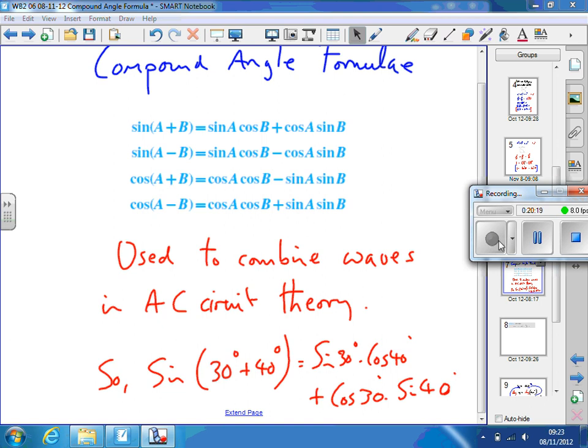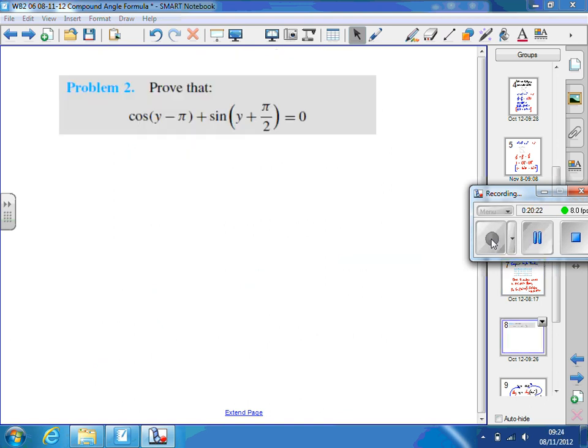Let's use these now to try and prove an identity. So we have to prove that the cosine of y minus pi, so angles here are measured in radians, not degrees, and usually that's the case actually, we measure angles in radians, plus sine of y plus pi over 2 equals 0. We've got to prove that. So whatever y is, it's the same in both of these brackets.